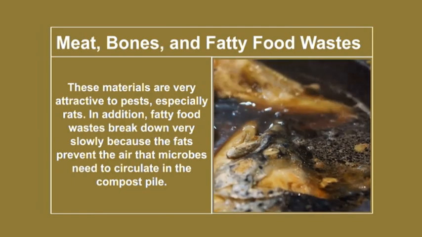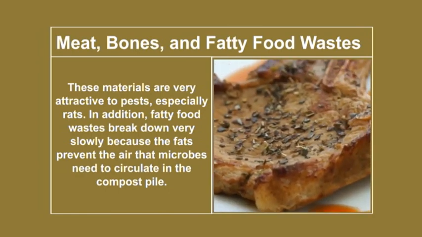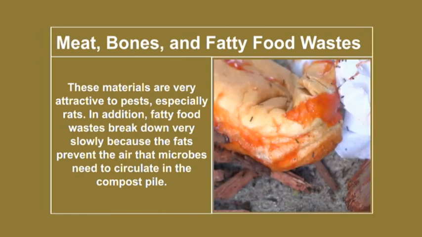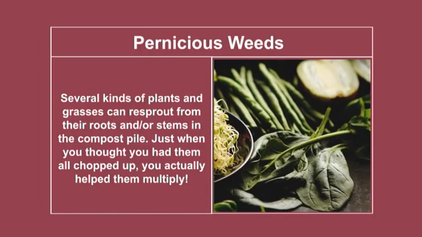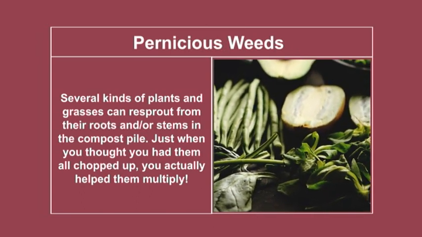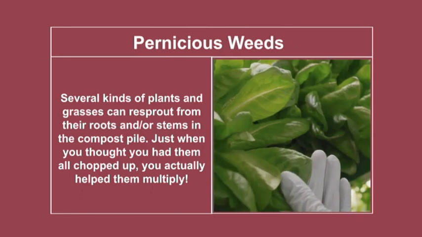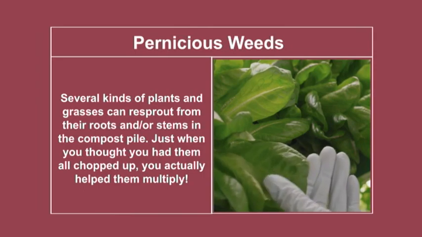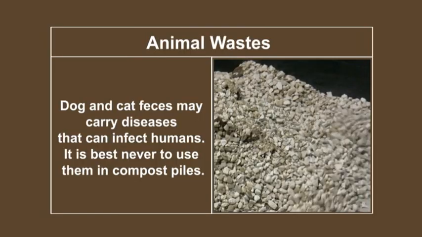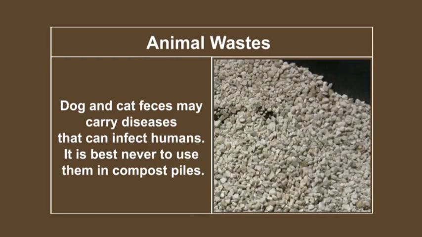Meat, bones, and fatty food waste. These materials are very attractive to pests, especially rats. In addition, fatty food waste break down very slowly because the fats prevent the air that microbes need to circulate in the compost pile. Pernicious weeds. Several kinds of plants and grasses can re-sprout from their roots and or stems in the compost pile. Just when you thought you had them all chopped up, you actually helped them multiply. Animal waste. Dog and cat feces may carry diseases that can infect humans. It is best never to use them in compost piles.